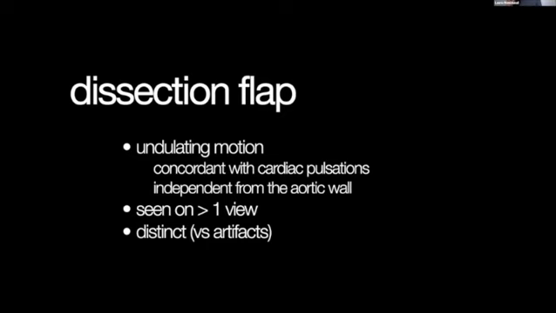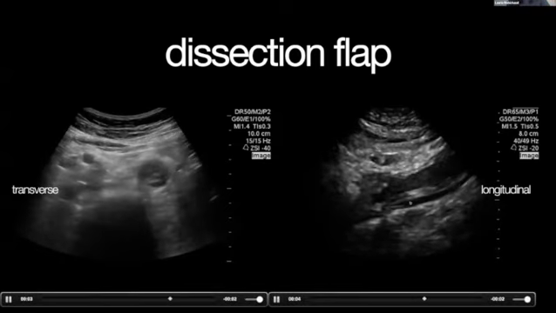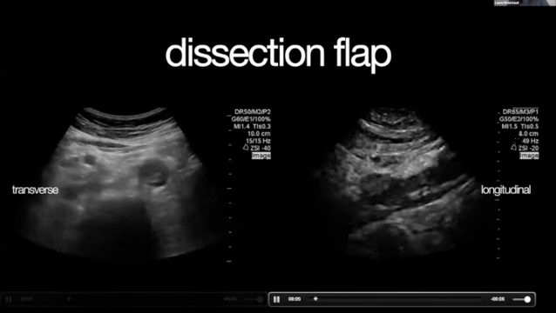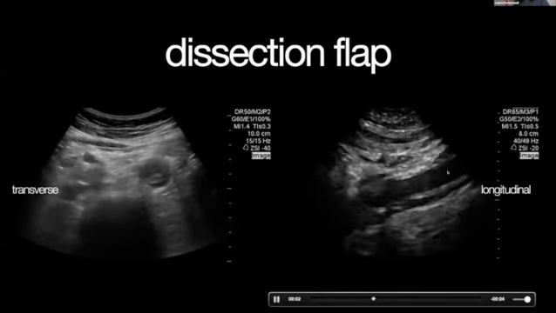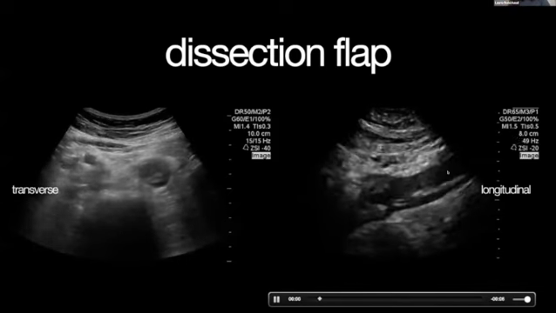You're going to see it on more than one view. Honestly, before you call it a flap, make sure you see it on more than one view to have that perfect confirmation. And typically a flap is going to be distinct. It's going to be very easy to see, not subtle like artifacts are. This is an example. Here we can appreciate an undulating motion, especially on the longitudinal view. You can see this undulating motion of a distinct flap that is concordant with the cardiac pulsation.